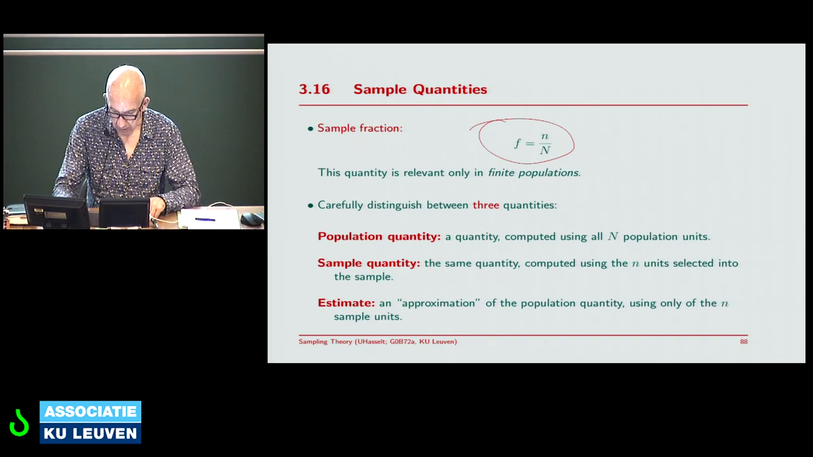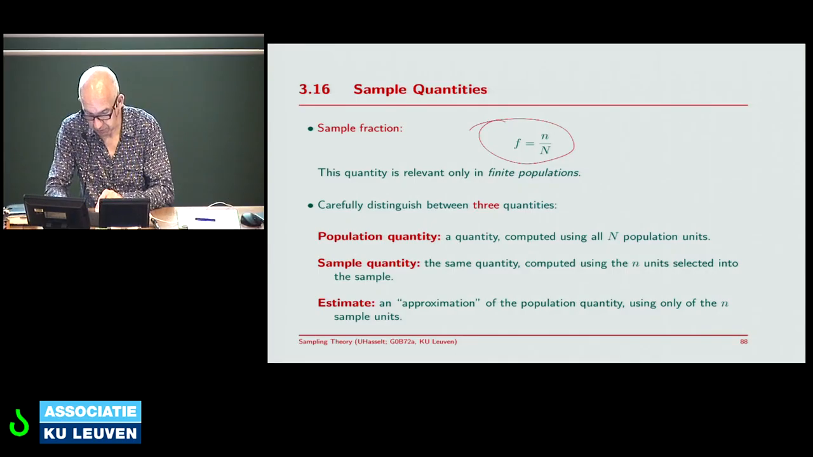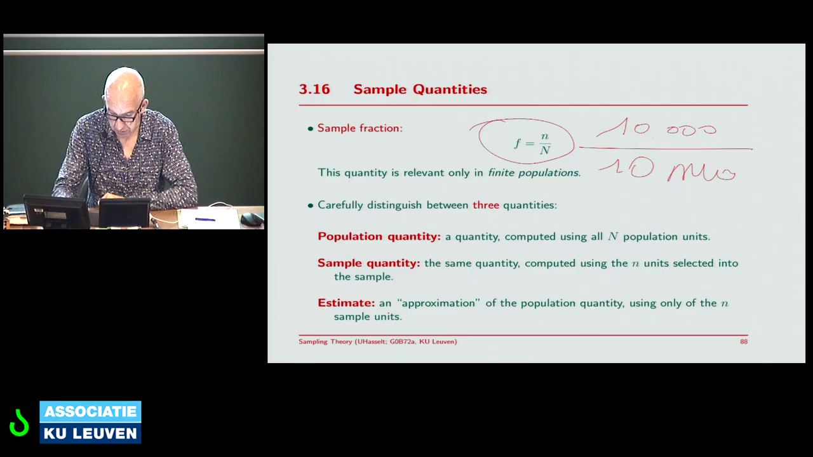So f is n divided by N. We need n and N. The sample size, lowercase n, the population size, uppercase N, and the ratio of that is the sample fraction. For example, in the Belgian Health Interview Survey, I have 10,000, roughly speaking, divided by 10 million, which is 1 per 1,000. It means if I would take the Belgian Health Interview Survey as a simple random sample, I would have a fraction of 1 per 1,000, 0.001.